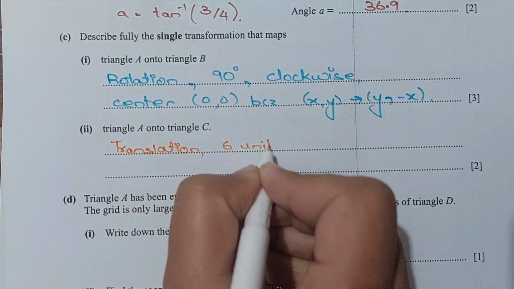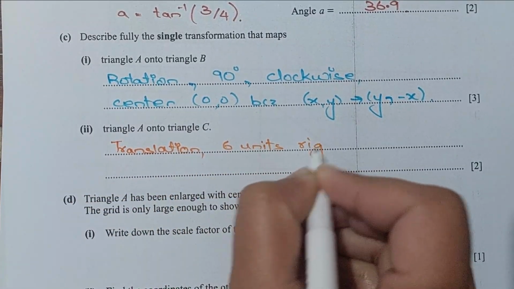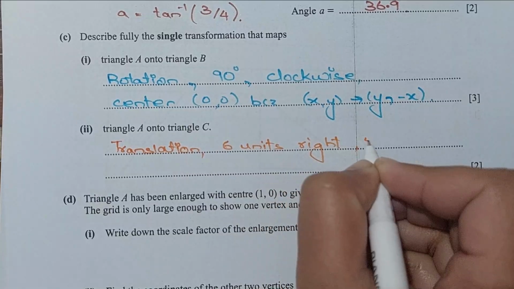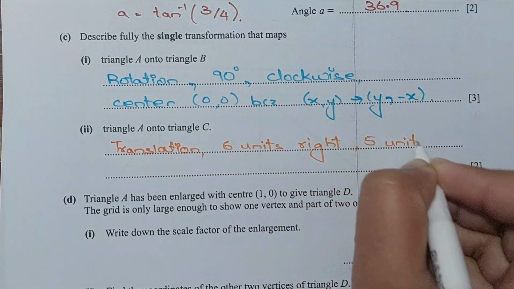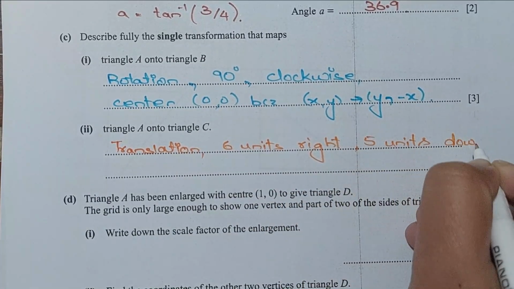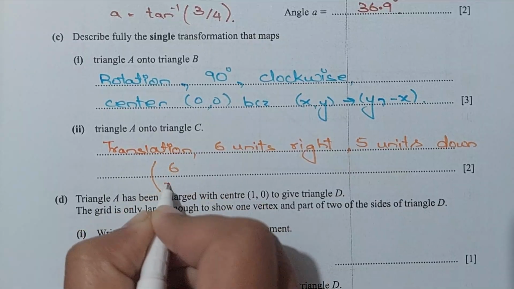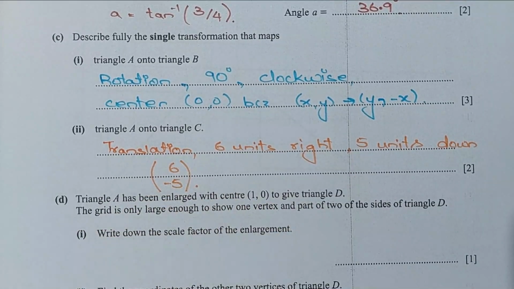6 units right, 5 down. How can we write this down in terms of vectors? 6 is to the right and 5 is down, so it is negative 5.